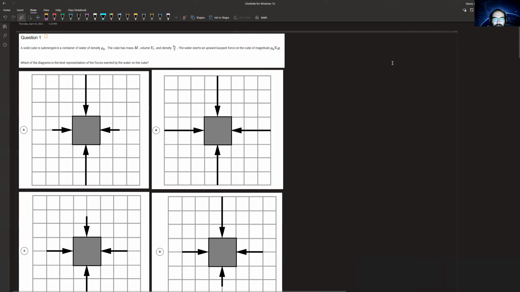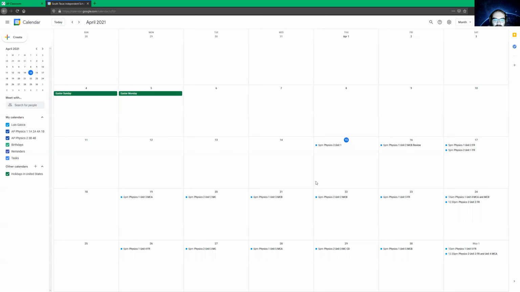We do have that UIL meet on Saturday, which will kind of impede into the time here a bit. So let me go ahead and do a new share. You guys can see my calendar here for Physics 1 and Physics 2. Today we're doing Physics 2 Unit 1. Tomorrow it's going to be Physics 1.